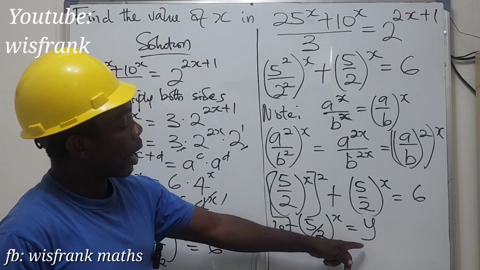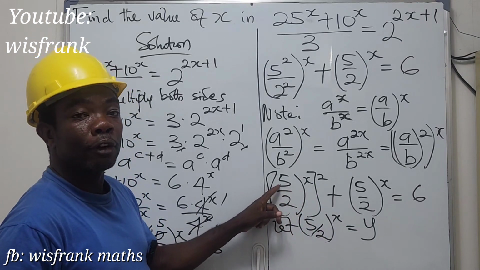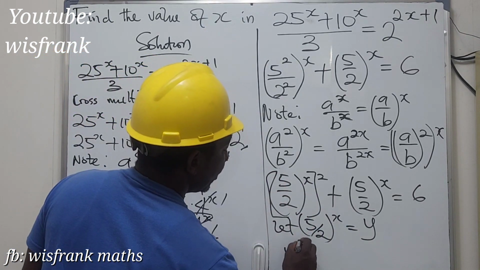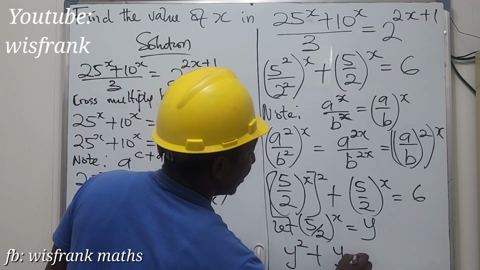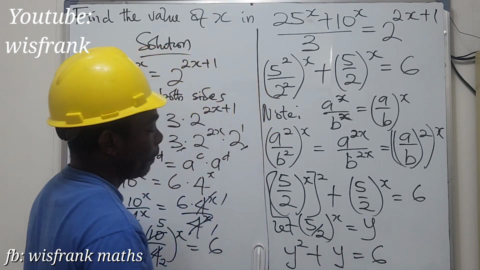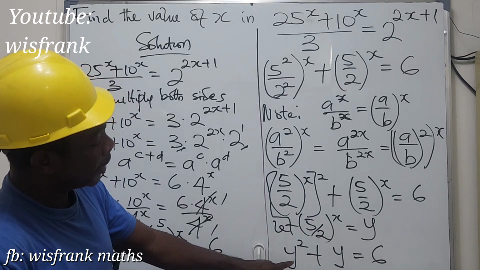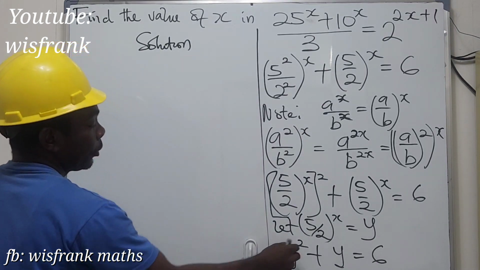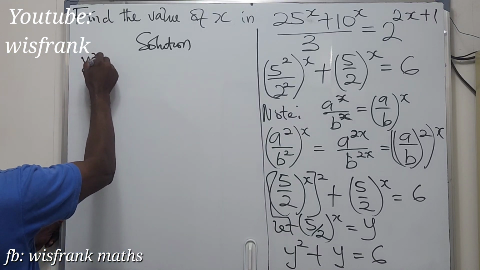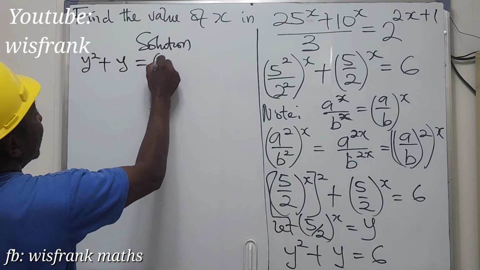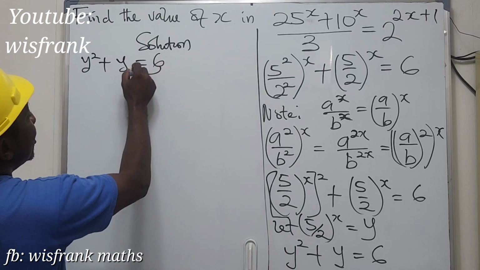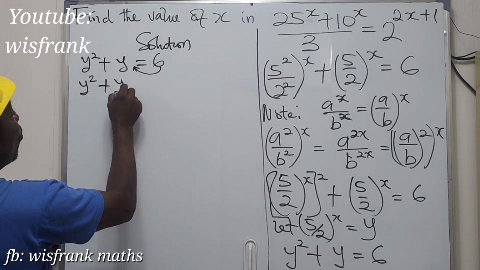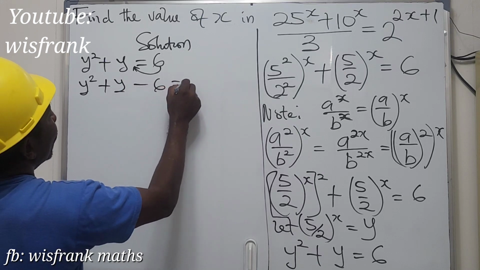We are going to substitute y into where we have 5 over 2 raised to the power of x. So that will become y squared plus y equals 6. So let's move over to this other side. As we said, we have y squared plus y equals 6. We can transpose 6 to the other side. It becomes y squared plus y minus 6 equals 0.